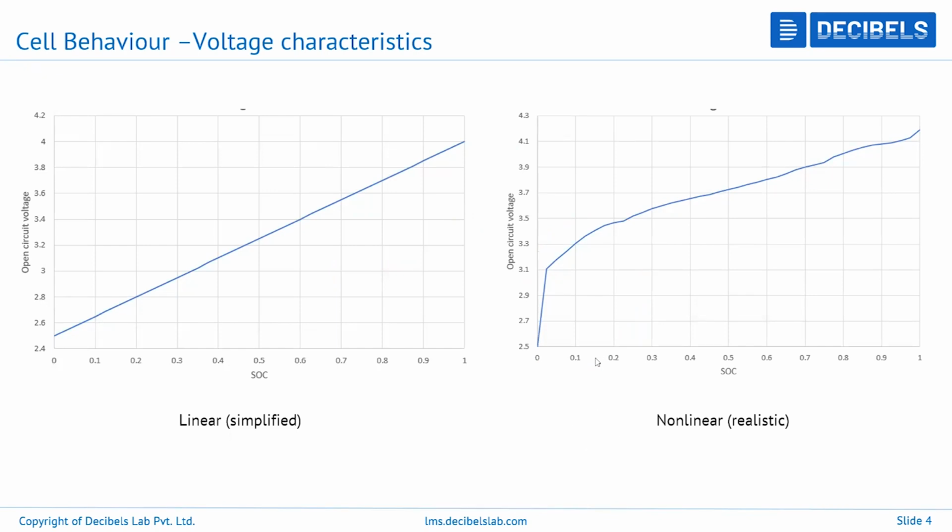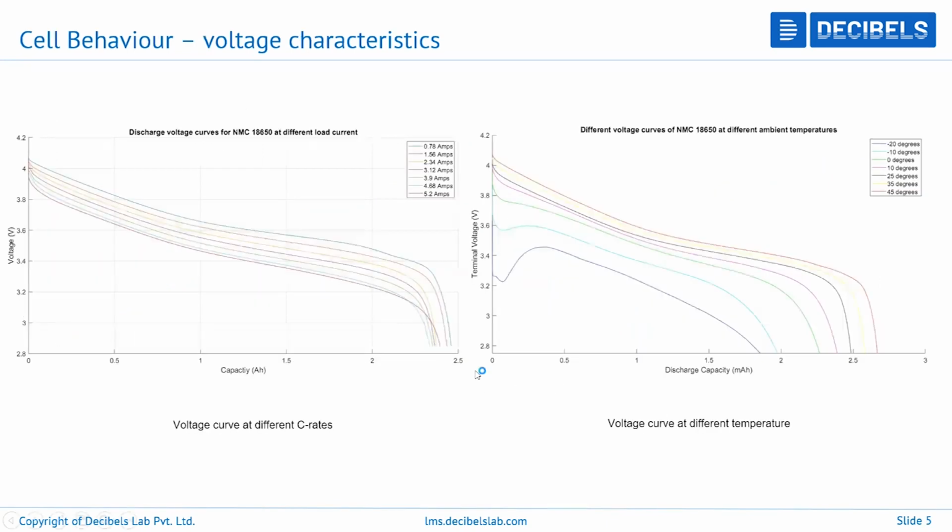So this is one way in which you can understand it. And the other way is further detailed graphs you can see here, showing how the nonlinearity keeps changing with respect to current and temperature. So you can see here, there is no constant pattern. You can see that for different situations, you have different voltage outputs and different voltage curves.